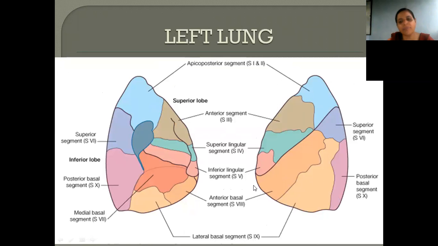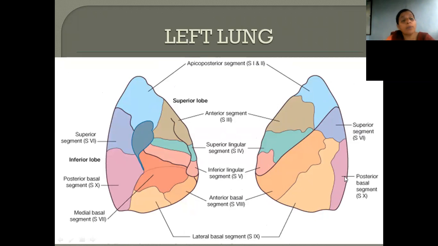When you come to the left lung, it has only 2 lobes, upper lobe and lower lobe. So in the upper lobe, we are finding apico-posterior, then anterior and superior lingular, inferior lingular segments. Then we have superior segment, then anterior basal, lateral basal, and posterior basal.